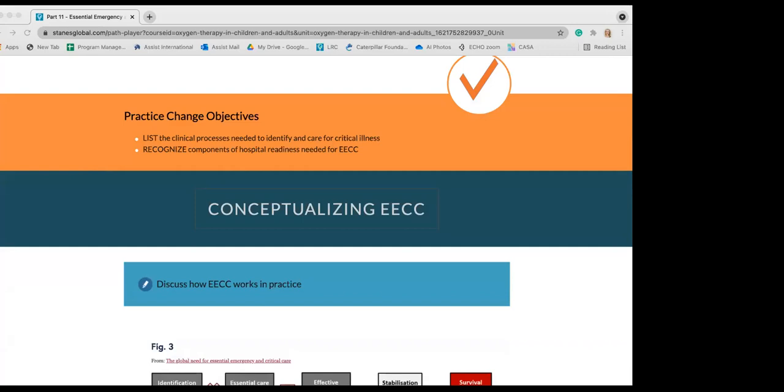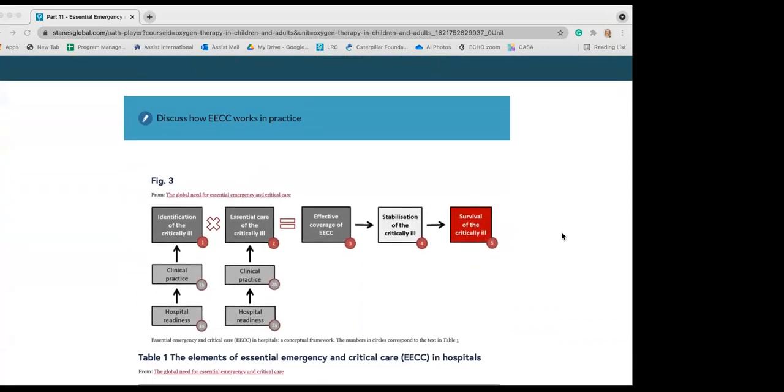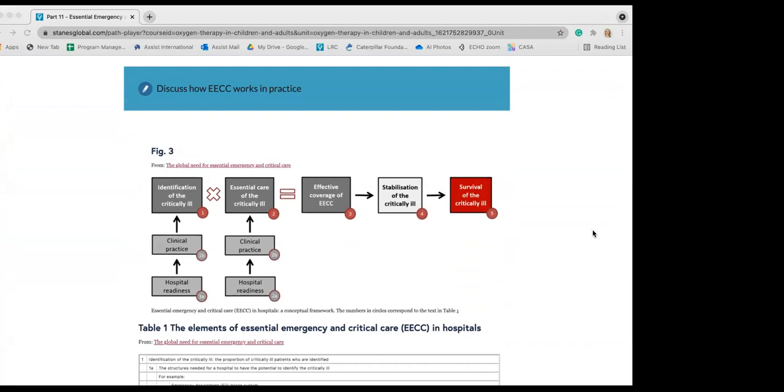So I think we can go down and we see the summary of essential and emergency critical care, which you have seen before. The most important part is to have the capacity for identification, which will include, at the hospital level, hospital readiness, and at the clinical practice level, physicians and all the health personnel. Also remember to have essential protocols and guidelines in place, both for identification and for essential care.